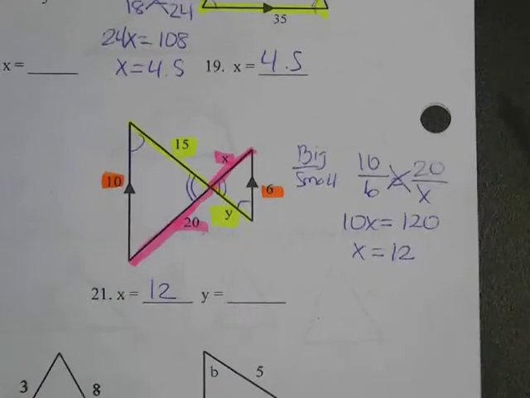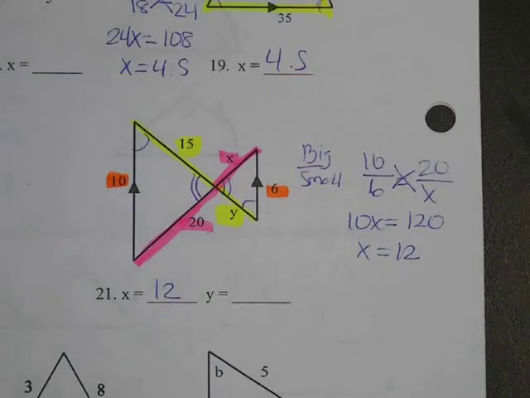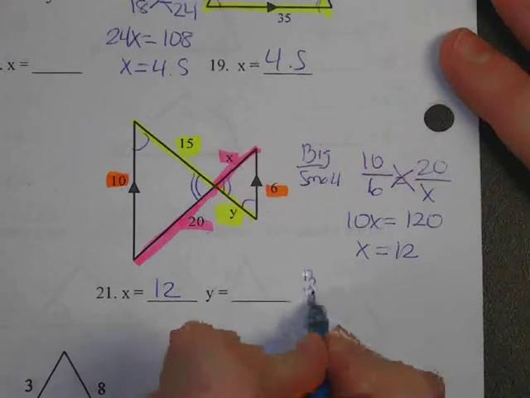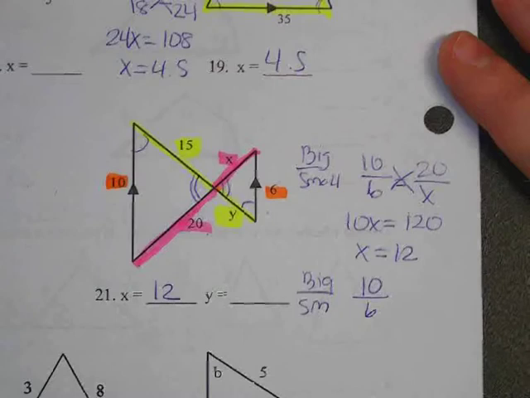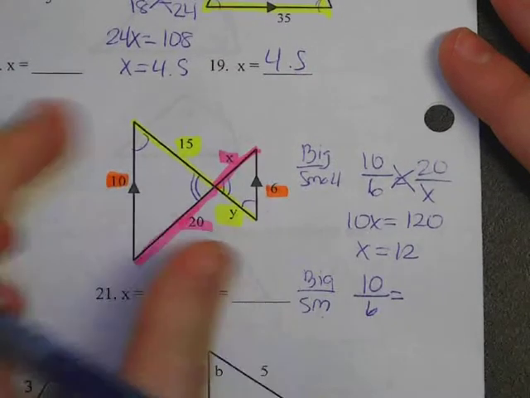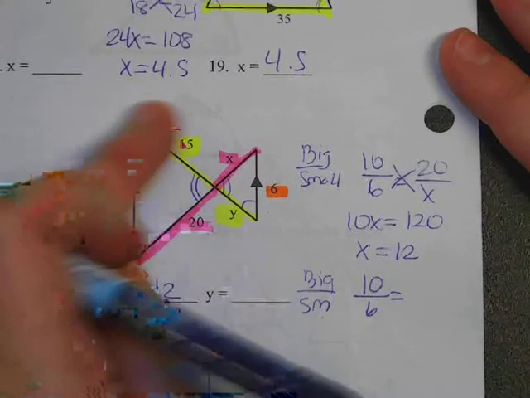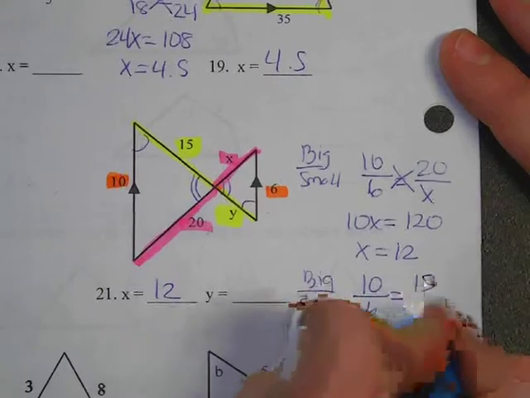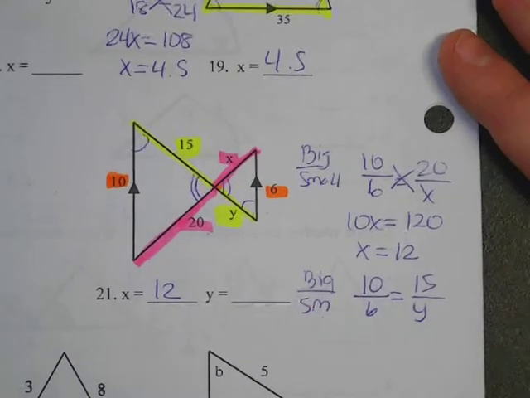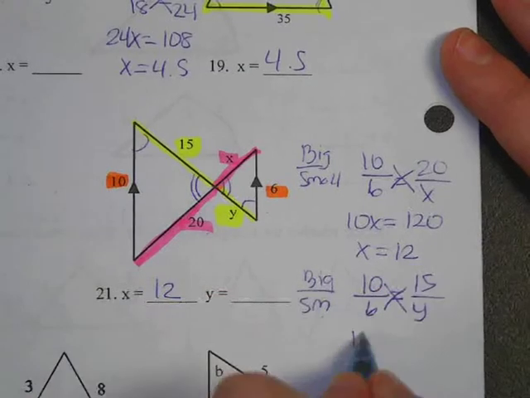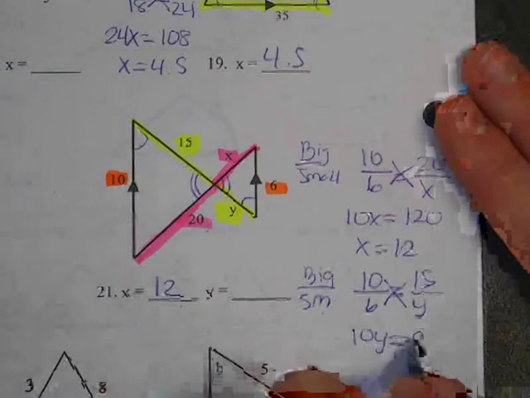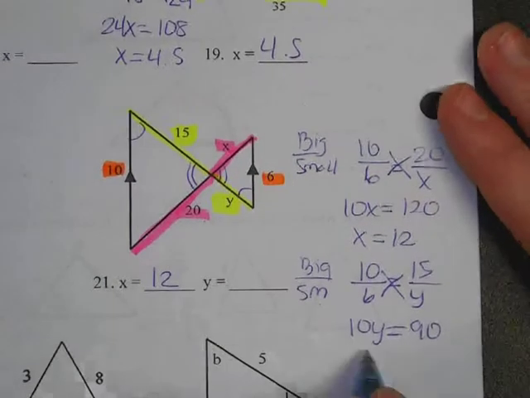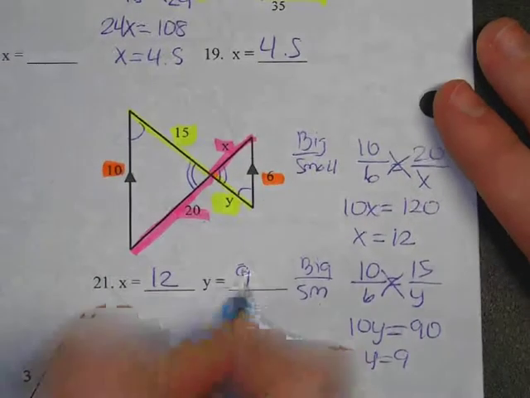Now we're going to write the same proportion, but define for y. So we'll do big over small again. We'll use our same ratio that we did before, 10 over 6, except now we're going to compare y and 15. 15 is from the big triangle, so it goes on top. So it would be 15 over y. We'll cross multiply and get 10y equals 6 times 15. 6 times 15 is 90. When you divide both sides by 10, we're going to get y equals 9.